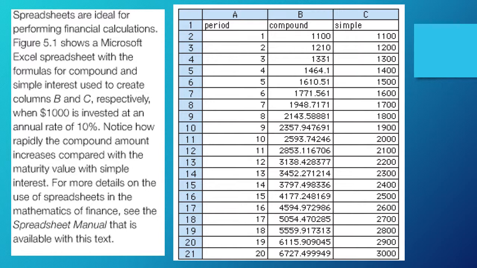Initially, the difference isn't very much. There's only a $10 difference between the two columns in year 2. But you can see that by the time we get to 20 years at the very bottom, you have more than doubled with the compound interest what you would have with the simple interest.